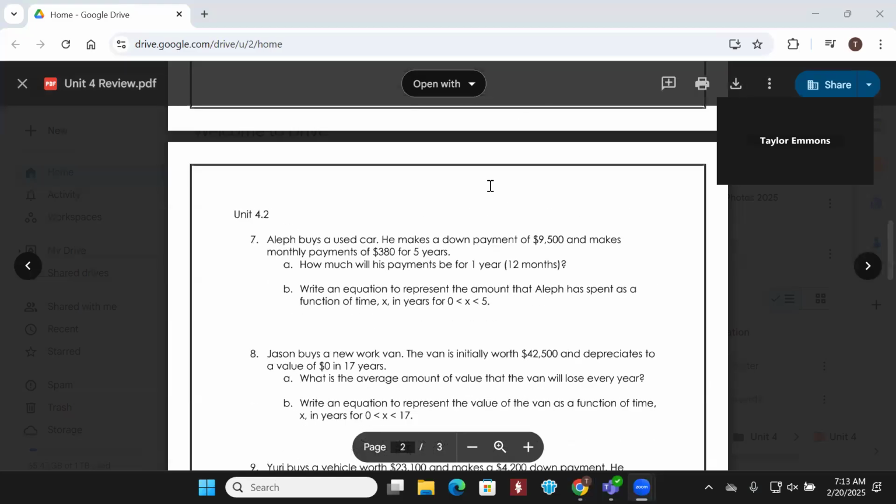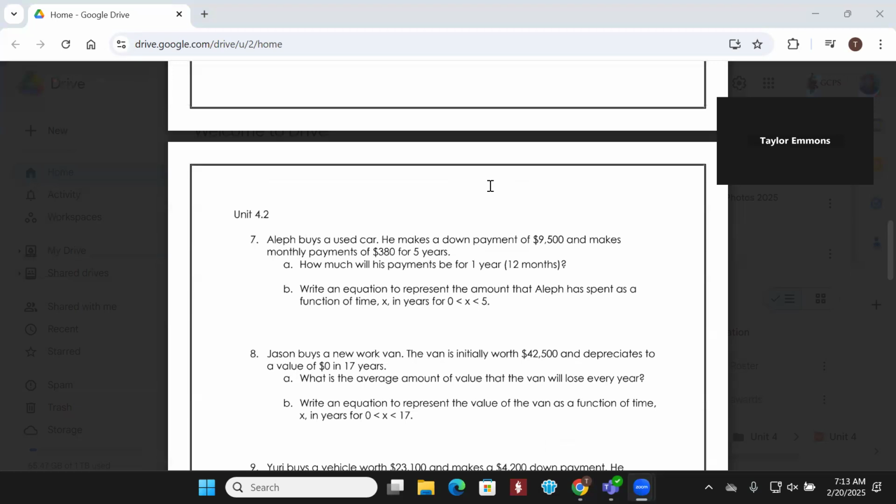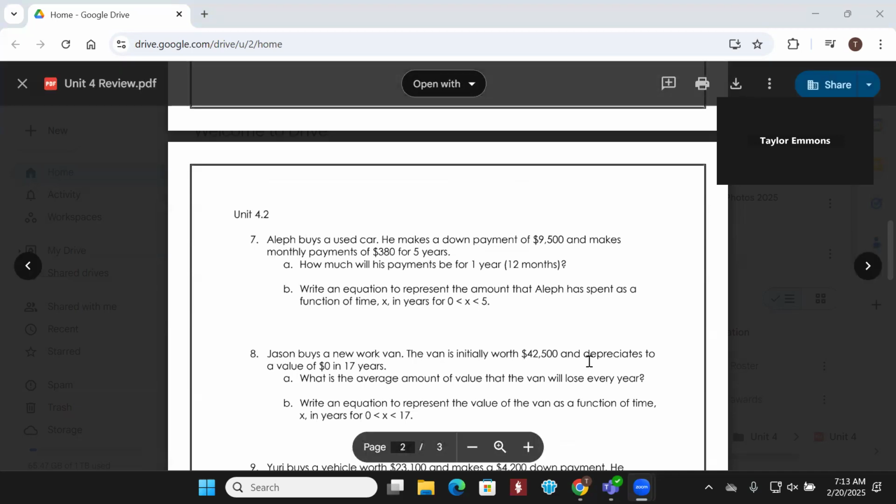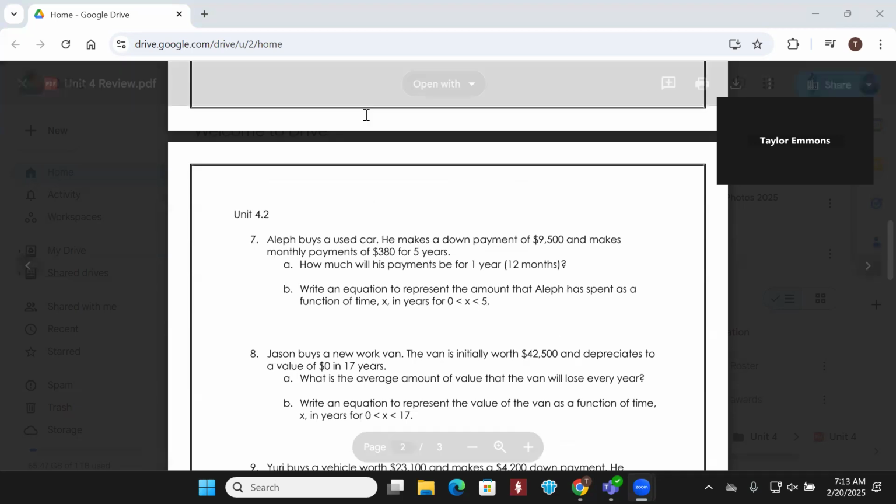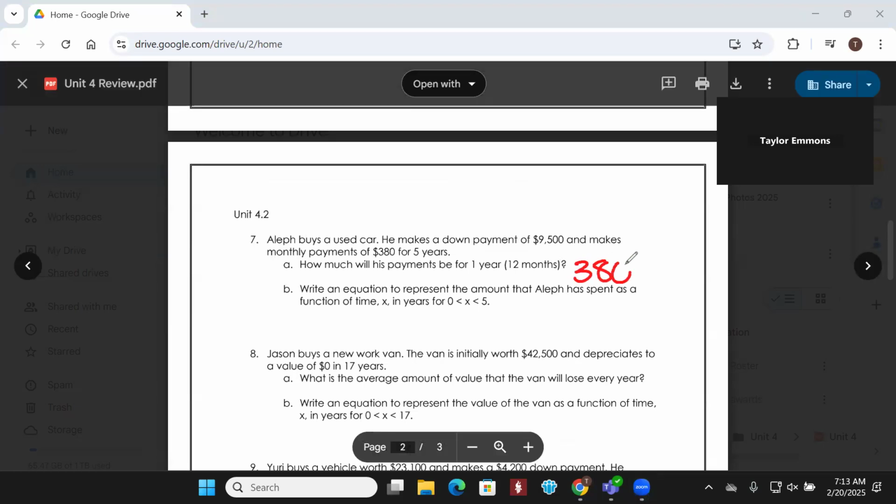All right, so we're going to number 7. This person buys a car. He makes a down payment of 9,500 and makes a monthly payment of 380 for 5 years. How much is his payment for 1 year? So he makes a monthly payment of $380. He does that every month. How many months are there in a year? 12. So we're gonna multiply by 12.